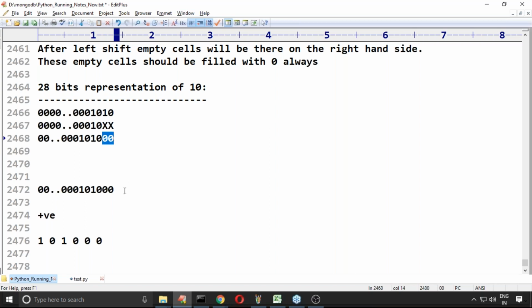Now observe what is the answer we are going to get. Yes, this is the result. It is a positive number. If it's a positive number, remaining bits represent value directly. The remaining bits converted to decimal means 40 is the answer. Yeah, clear, right?